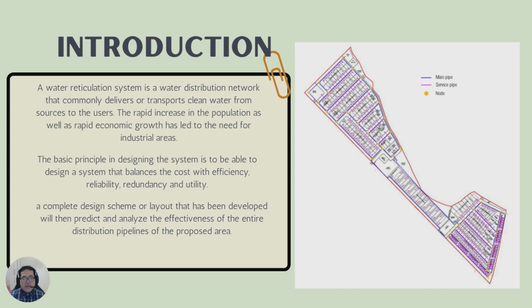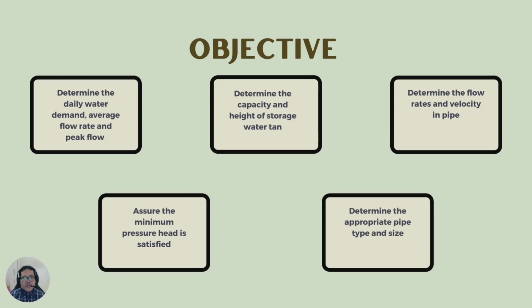A complete design scheme or layout that has been developed will then predict and analyze the effectiveness of the entire distribution pipelines of the proposed area. So as you can see, this is how our group designed the water reticulation pipeline system. So for the objective, there are five.